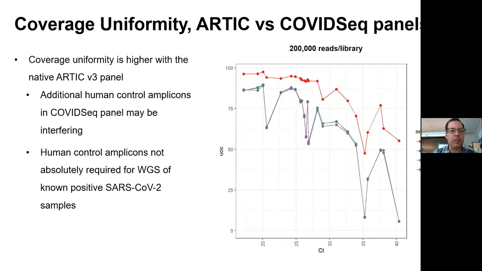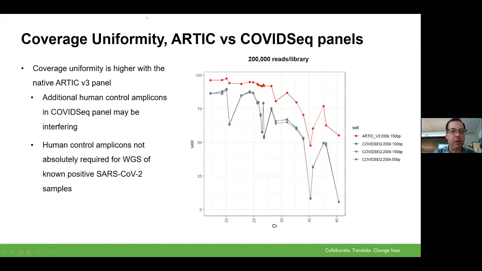What we were interested in is to just ask how good are the viral genomes? And so taking it another step further in examining the coverage uniformity, that is the variability of each amplicon across the viral genome, we could see that the uniformity was higher with the native V3 panel, probably because the additional human control amplicons in the COVID-seq panel were not interfering with the multiplex PCR reaction. And again, like I mentioned, the human amplicons were not really required for us, given that we knew that all these incoming samples coming to OICR were already positive for the virus.